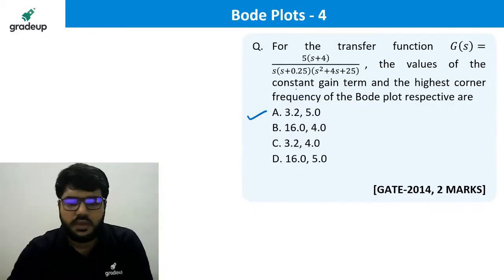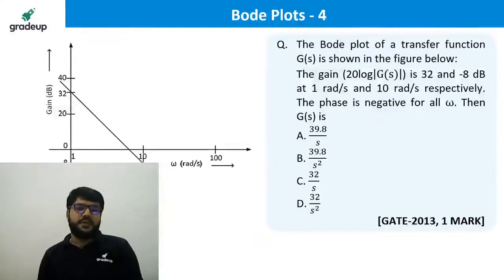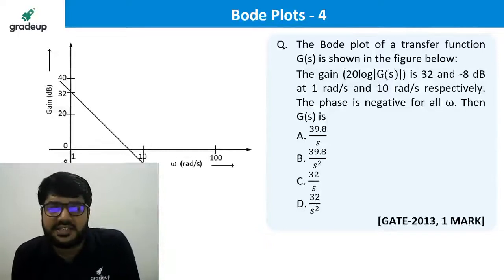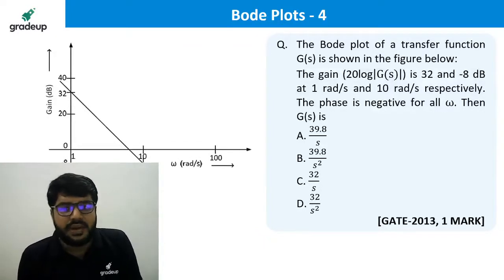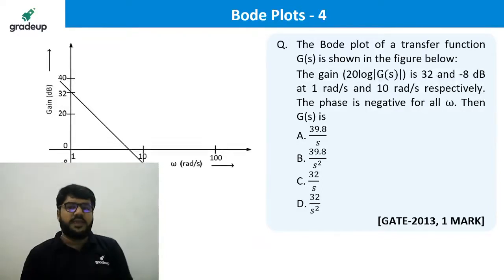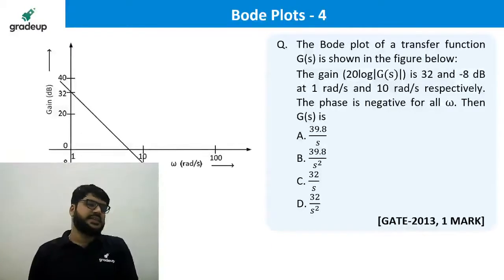Okay guys, now moving towards the next question. Starting with a very simple question, a Bode plot of a transfer function G(s) is shown in the figure. The gain 20 log mod G(s) is 32 and minus 8 at 1 and 10 frequency. The phase is negative for all omega. Then G(s) is equal to what?